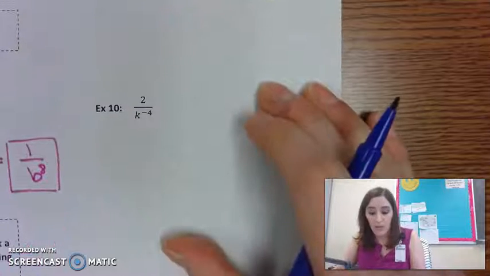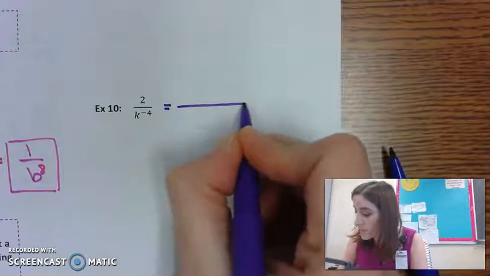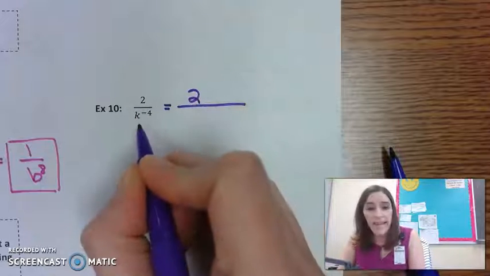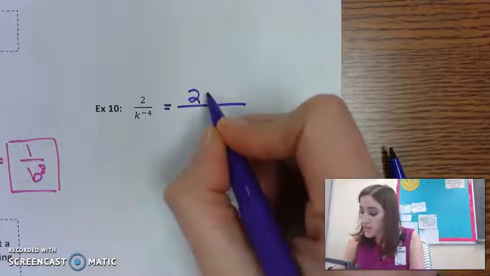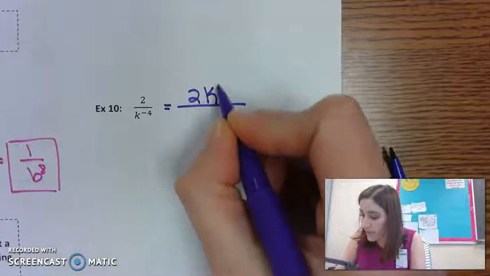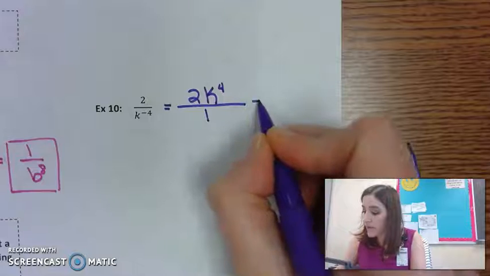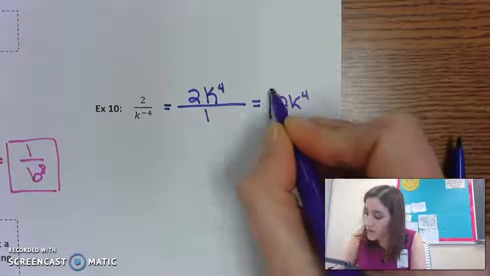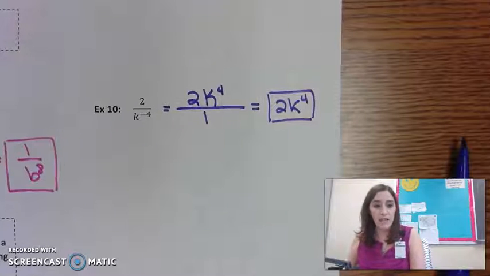Let's get practice with one more of those. So I'm going to go ahead and put in my fraction bar. The 2 is going to stay where it was, but I've got k to the negative 4 on the bottom of my fraction. I'm going to change the side of the fraction bar that it's on, and then it becomes a positive 4. If I don't have anything on the bottom, I can put a 1, but the only time you have to keep 1s is when they're alone on the top part of your fraction. So this one is 2k to the 4th power.